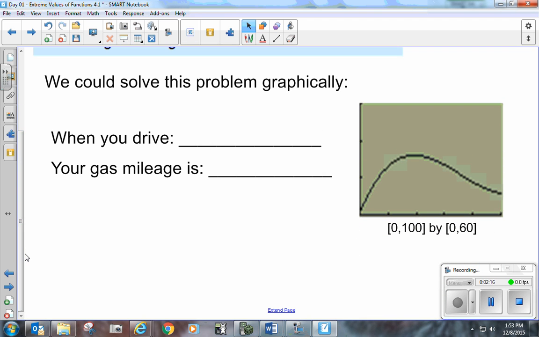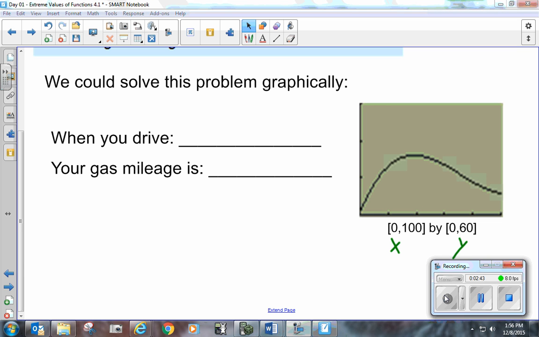And I made my window the following. My x value went from 0 to 100. And my y value went from 0 to 60, and I went by 20s. That gives you a nice idea of how the graph actually flows. And at that point, once we have that picture, we can find our optimization, which means we can maximize our miles per gallon by using our calculator. I'll go ahead and give you guys a minute to do that.